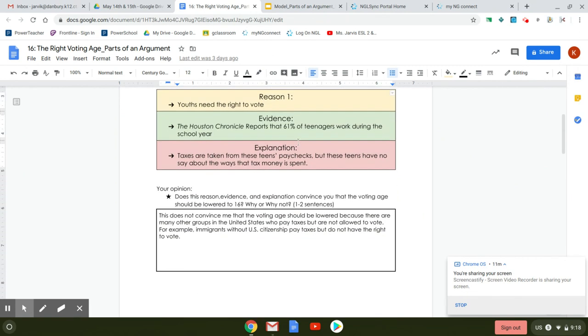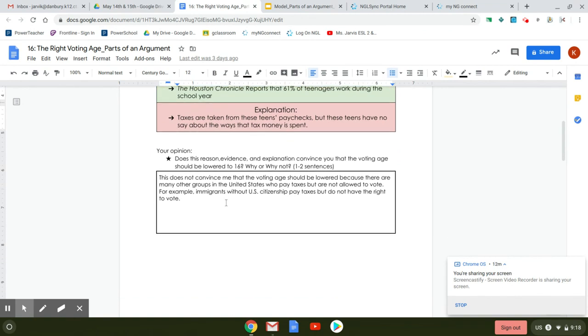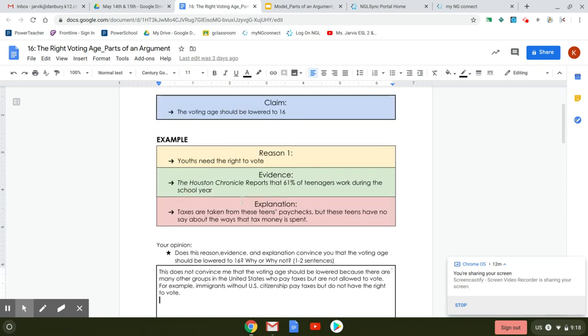Now, I'm thinking about this reason, this piece of evidence, and this explanation. Does it convince me that, yes, the voting age should be lowered to 16? And here's what I'm saying in 1 to 2 sentences. This does not convince me that the voting age should be lowered because there are many other groups in the United States who pay taxes but are not allowed to vote. For example, immigrants without U.S. citizenship pay taxes but do not have the right to vote. So this is saying that there's other groups for the same situation affects, so it's not a very strong argument in my mind.